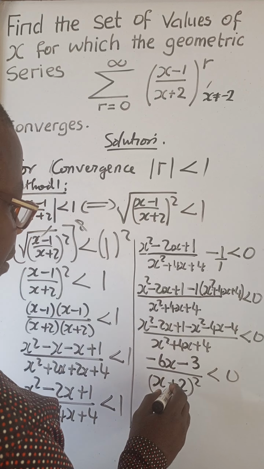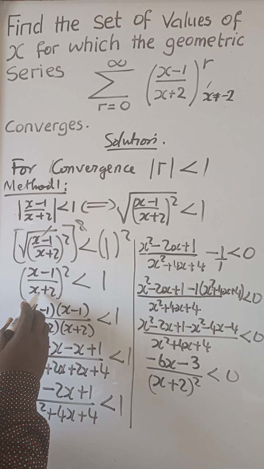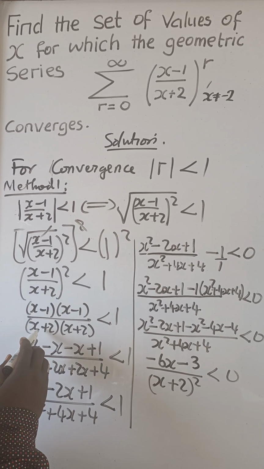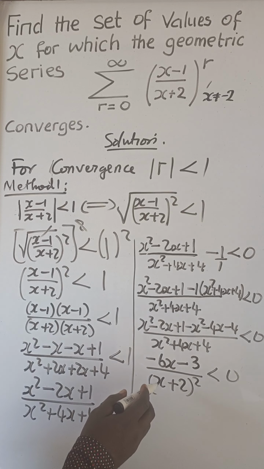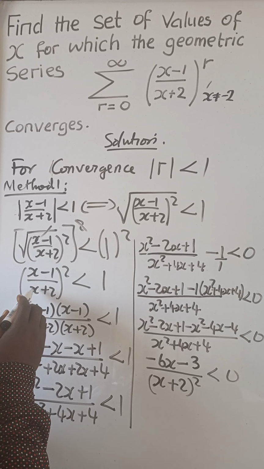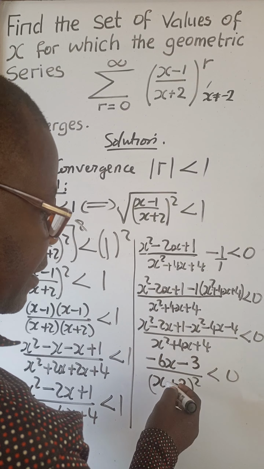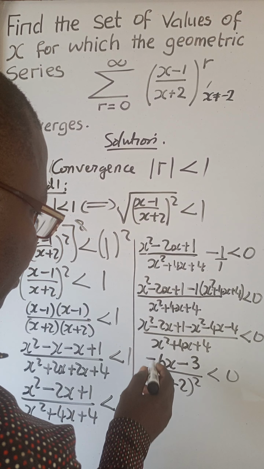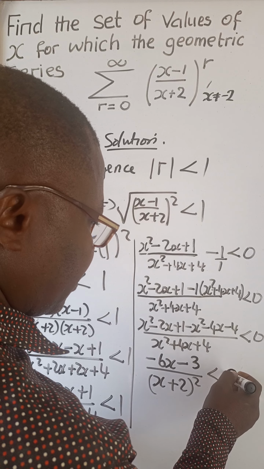Okay, this came from the squaring of x plus 2. When we squared this, we got it like that, and like that, and like that. So we just moved from this form back to that original form. It is x plus 2 squared. Now we arrive at this rational inequality: negative 6x minus 3 all over x plus 2 all squared less than 0.